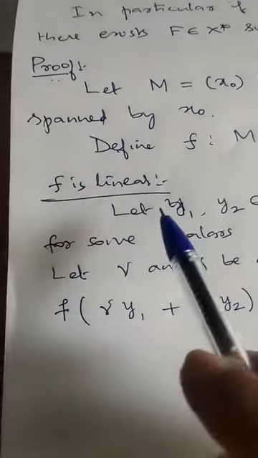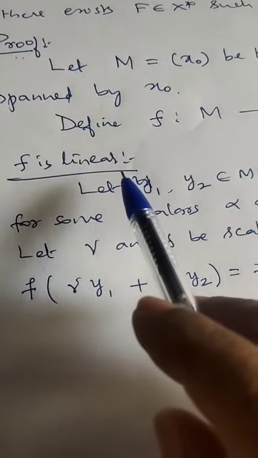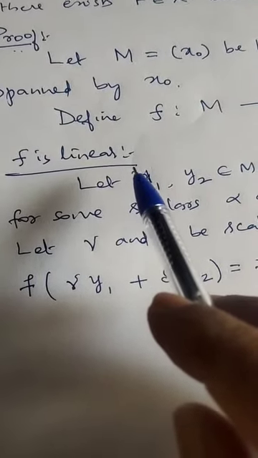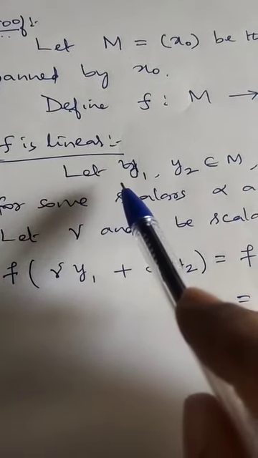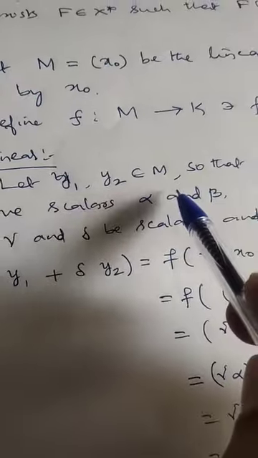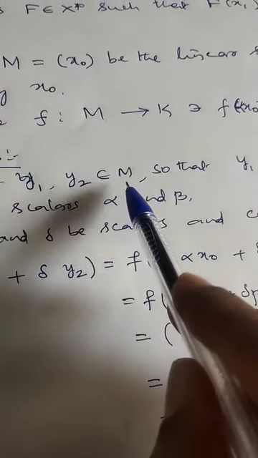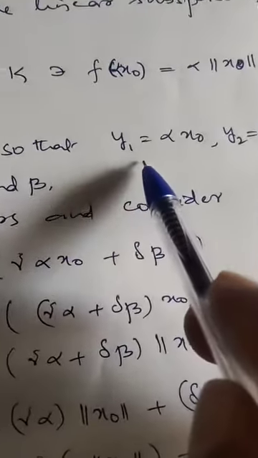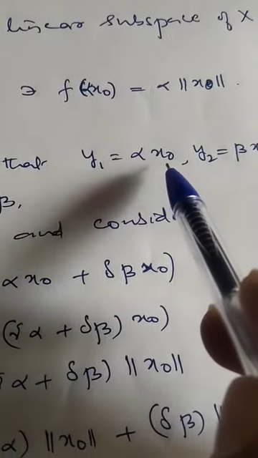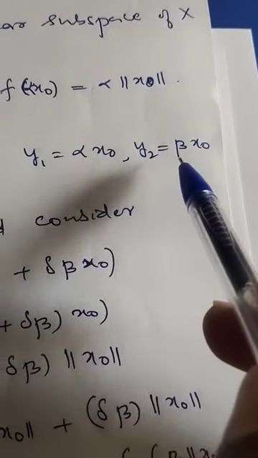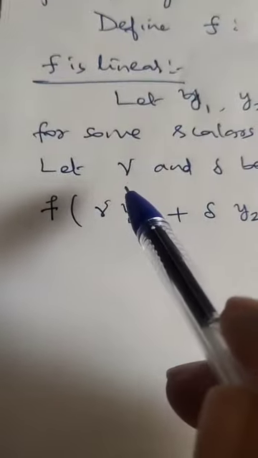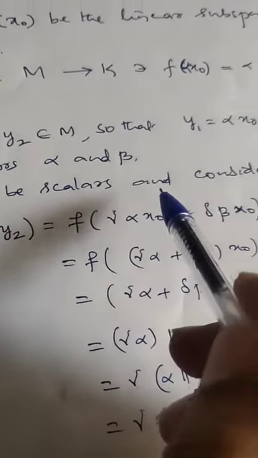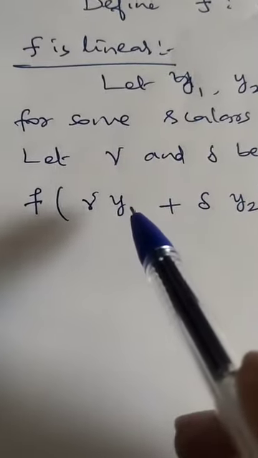Now we show f is linear. It's a functional, which means we need to show f is linear as well as continuous. First let us show f is linear. For this you take any two elements y1 and y2 in M. Then if y1 and y2 are in M, how do they look? y1 looks like a multiple of x0, this is alpha x0, and y2 will look like beta x0. Now let gamma and delta be scalars, and consider f of gamma y1 plus delta y2.